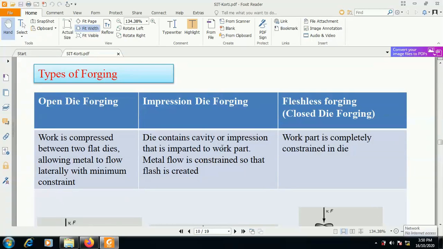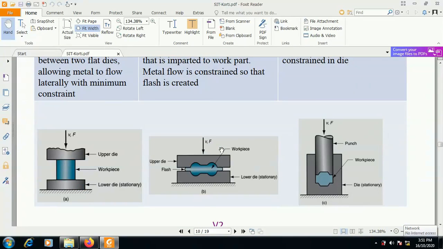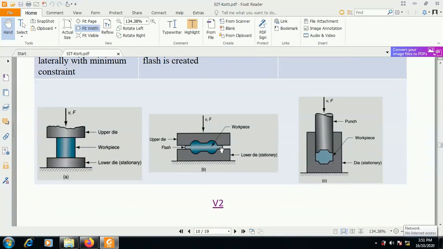अँड इट इज डिफिकल्ट टू रिमूव्ह द वर्कपीस आफ्टर इट्स मॅन्युफॅक्चरिंग. तो प्रॉडक्ट तयार झाल्यानंतर बाहेर काढणं हे अवघड जातं. दॅट इज द फीचर ऑफ दिस फ्लॅशलेस फोर्जिंग. यू कॅन सी बाय टेकिंग द रेफरन्स ऑफ द पिक्चर, यू कॅन सी द फर्स्ट figure is for open die forging. You can see that upper die and lower die, these are completely flat, they are not carrying any kind of design or impression or any kind of grooves, and material is not constrained.